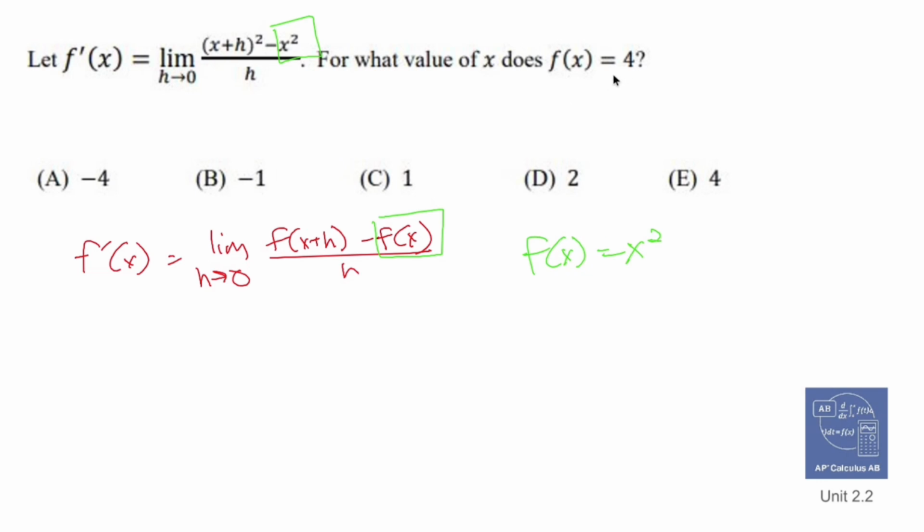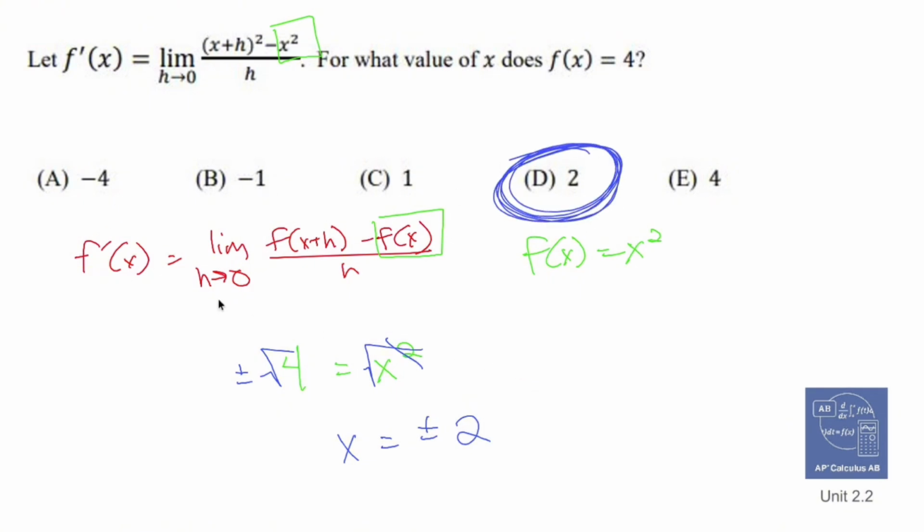Well, f of x is 4. So if f of x is 4, I could just replace f of x with 4 and say 4 equals x squared. In order to get x all by itself, I plus or minus square root this guy. That crosses out. And x is going to equal plus or minus the square root of 4, which is 2. Now, in this case, it only wants me to probably do one of them. It's only giving me the one option, which is 2. But technically, there are 2 answers here.